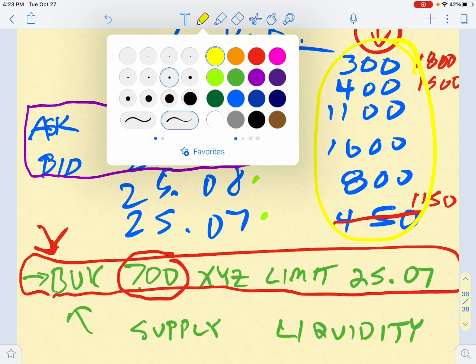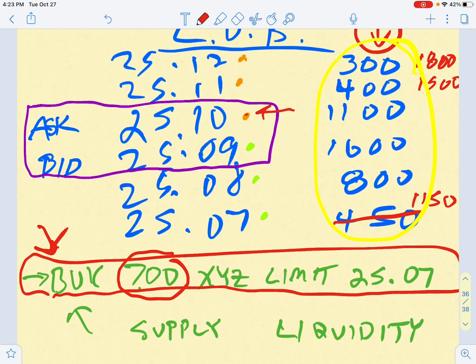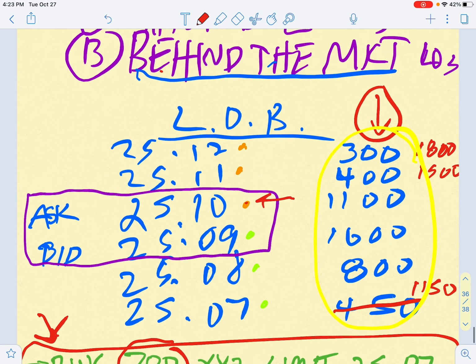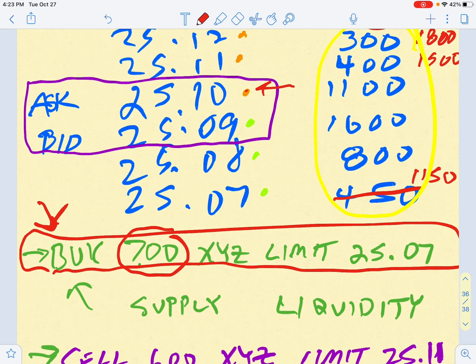Okay? So as a result of this order arriving, liquidity is supplied to the limit order book. So we say this behind the market limit order supplies liquidity. Okay, it supplies liquidity. Now let's look at another.